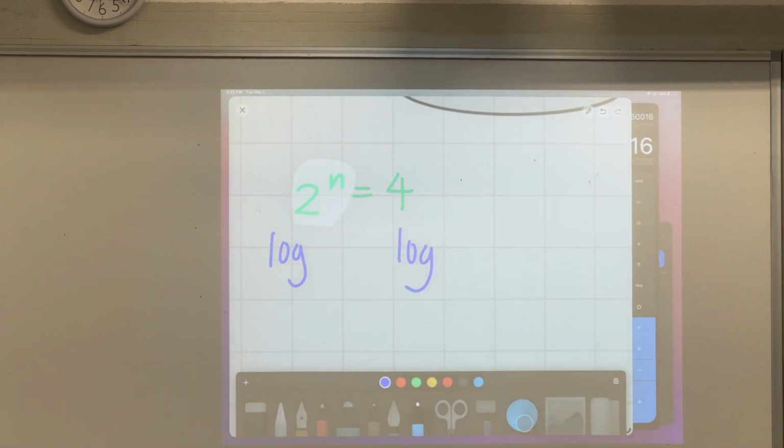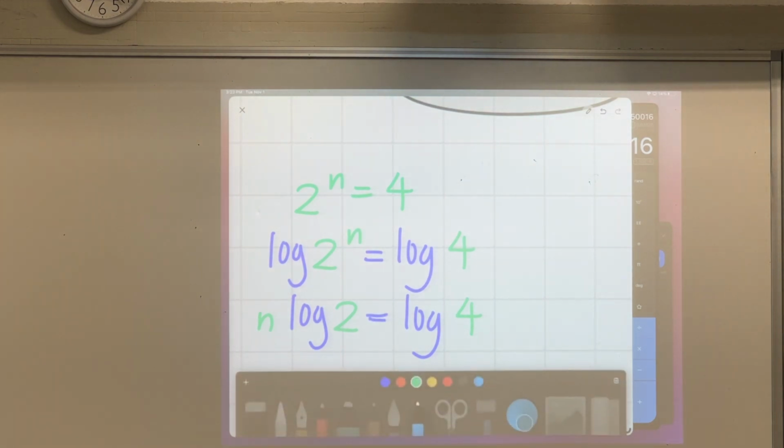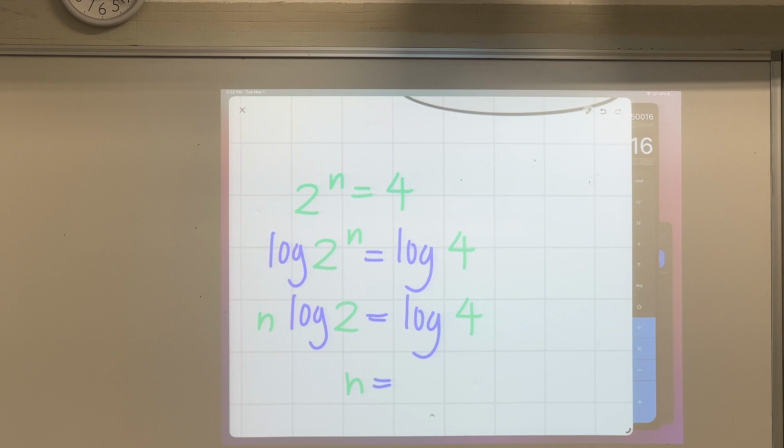So when you log 2 to the power of n, and you log 4, you can then write this as n log 2 equals log 4. Yeah, it's more complicated than you think, okay? And finally, how do you solve for n? Is to do log 4 over log 2. We are just doing the same thing here.